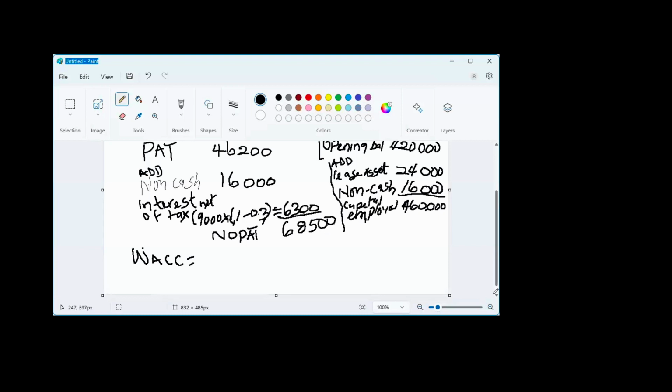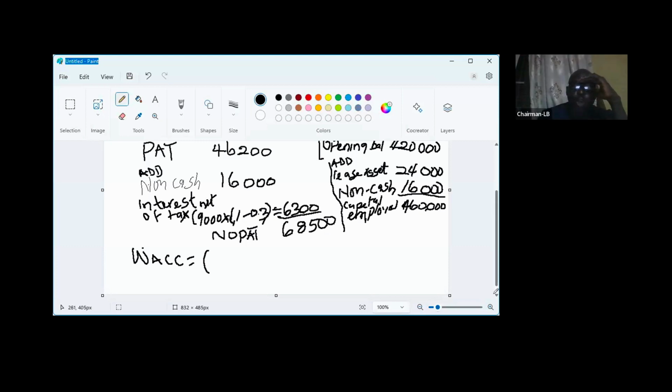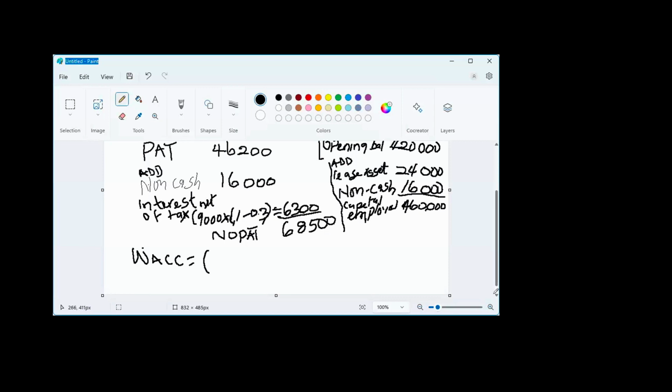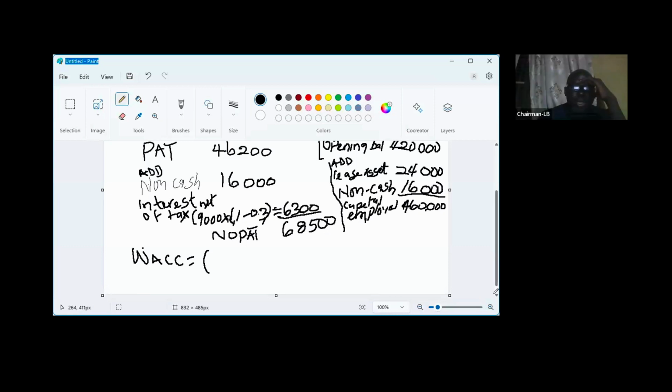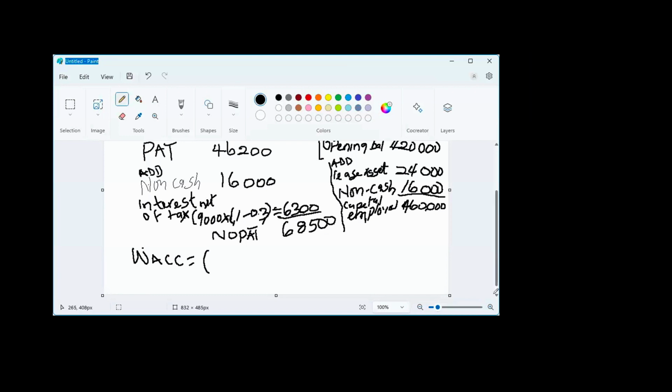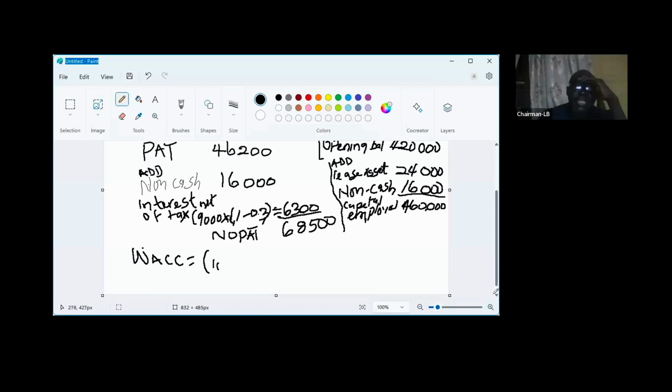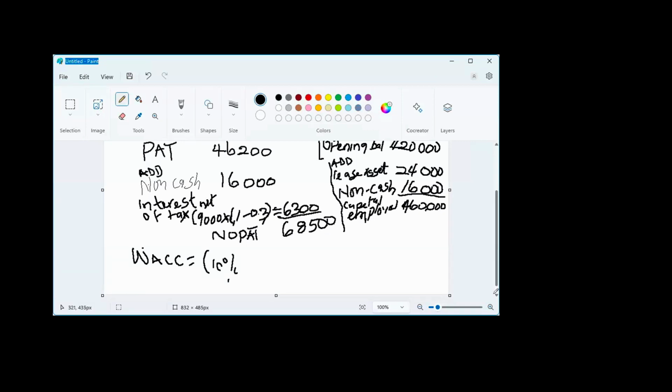Yes, sir. Now, to calculate your WACC, your cost of equity multiplied by the percentage of equity. Please check the question, note number 3 and 4. What is cost of equity, please? 10%. Cost of equity, 10%.